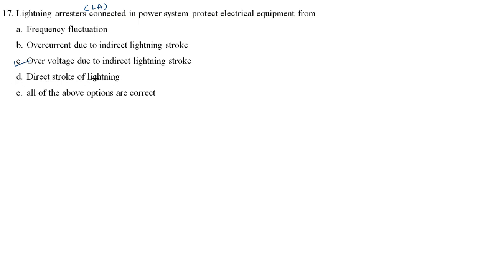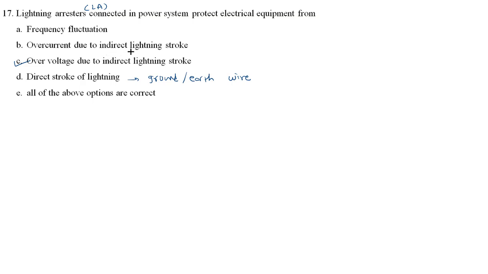Now, for a direct stroke of lightning, which equipment is going to provide the protection against it? Here, the ground wires or earth wire we connect at the top of the tower will protect against the direct stroke of lightning. If lightning takes place nearby, there will be over voltage. In order to protect the equipment against that over voltage, we use the lightning arrestor. So the correct answer will be option C.